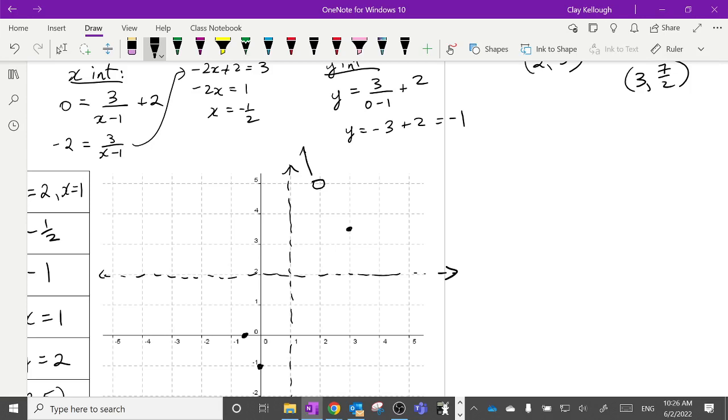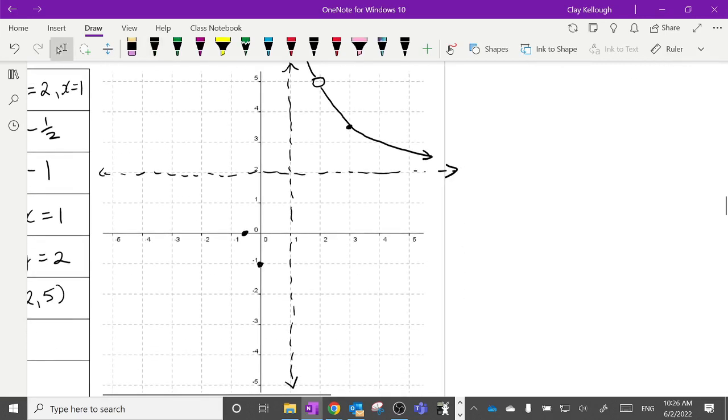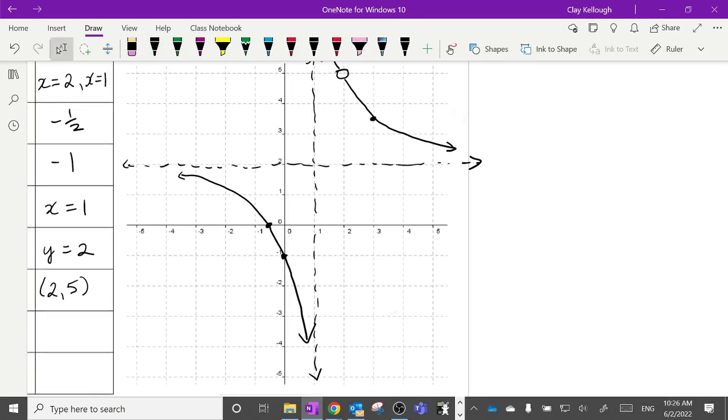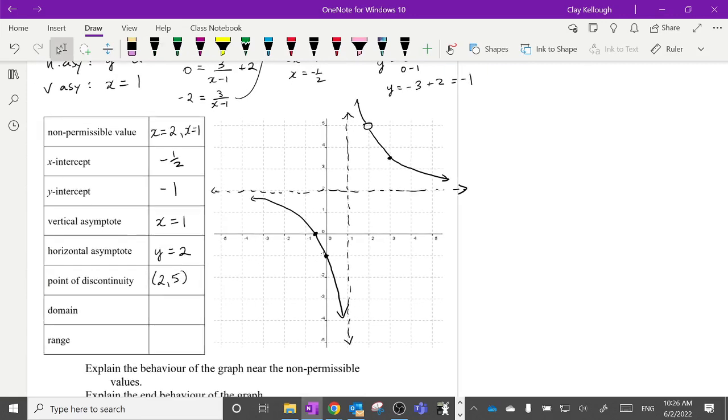This arm is going to do this. And this arm down here is going to do this. Something like that. Let me make that a bit smaller. There we go. All right. Oh, I guess I didn't answer my domain and range. What's the domain and what's the range?